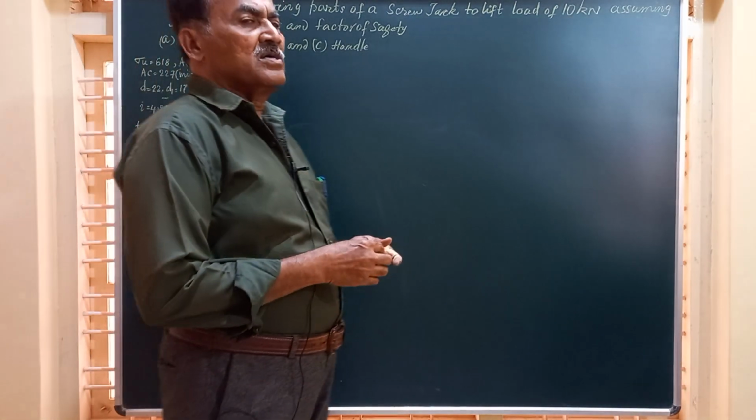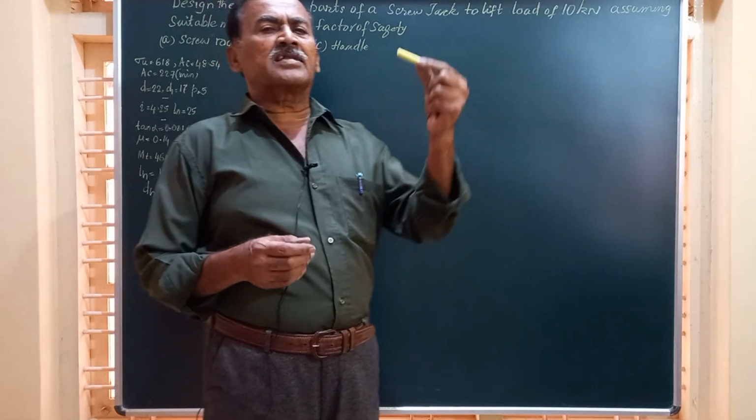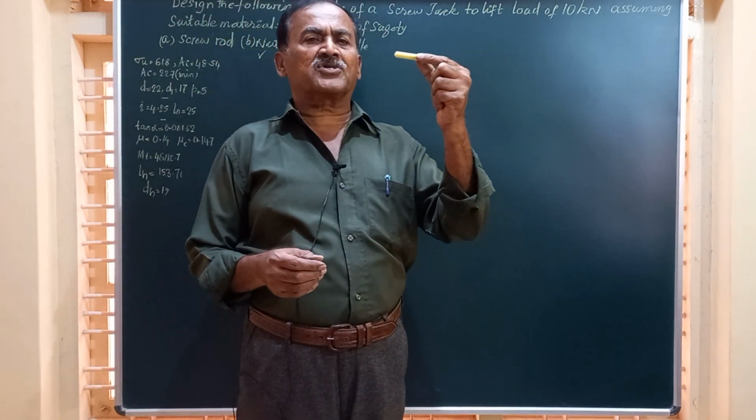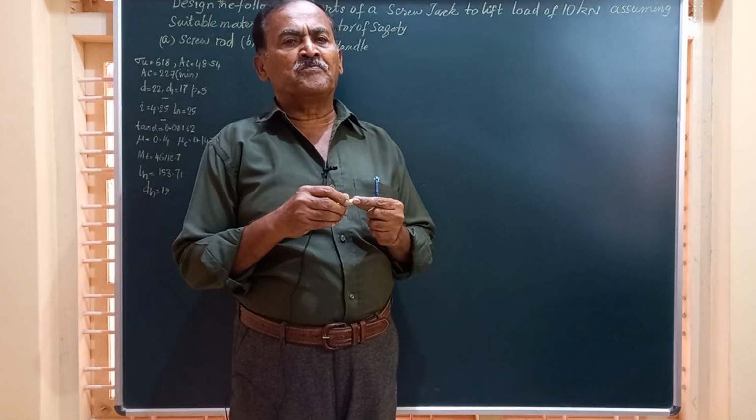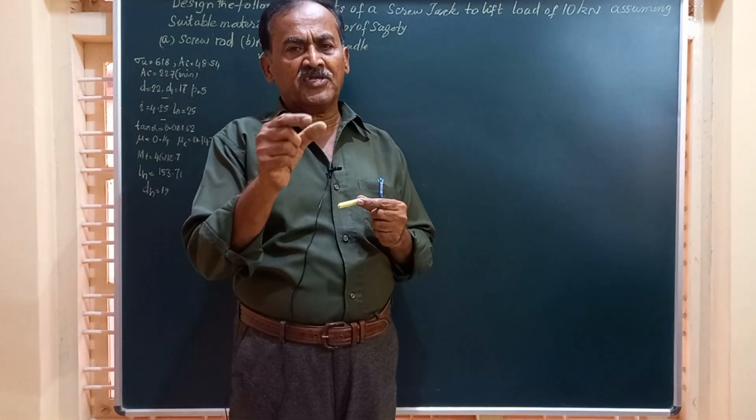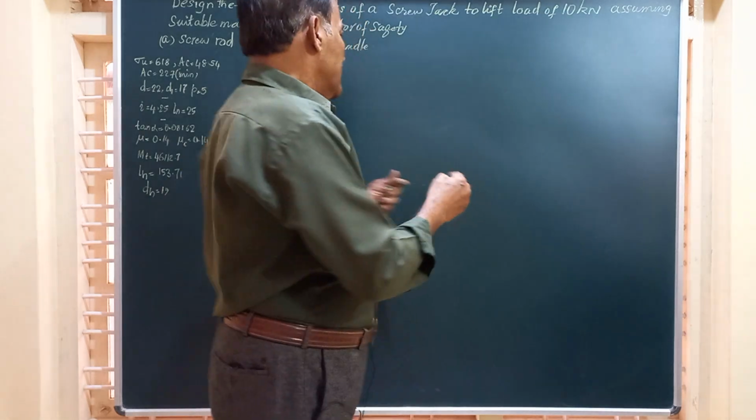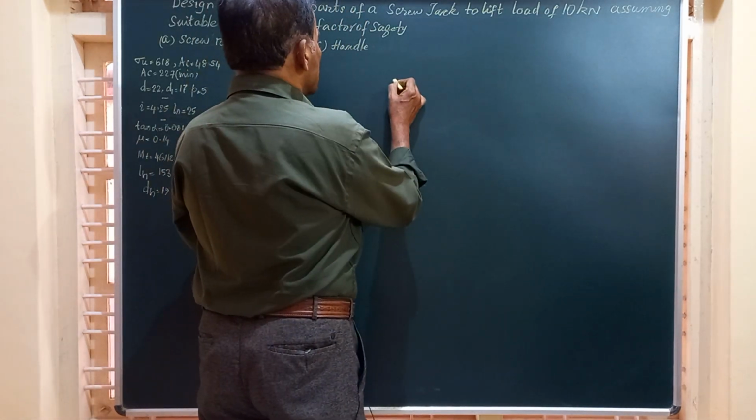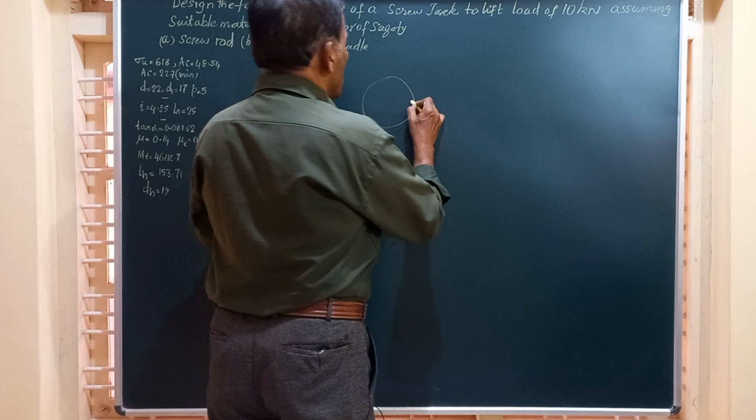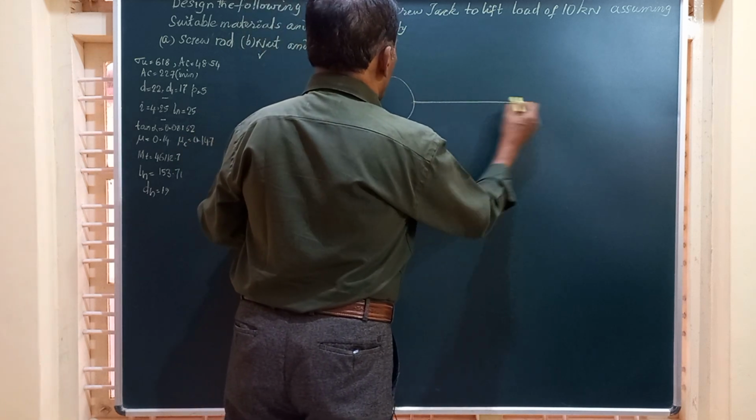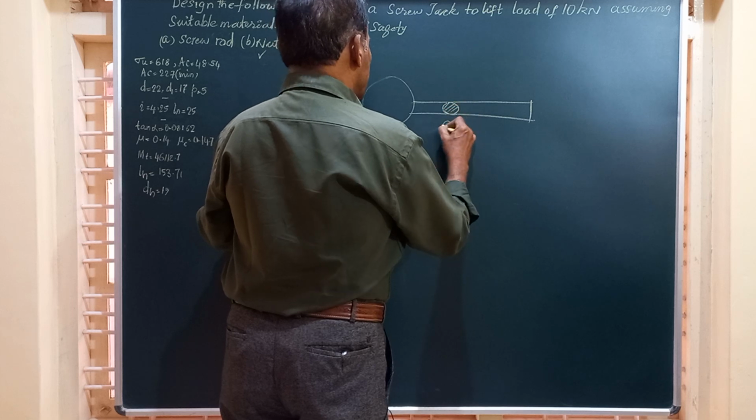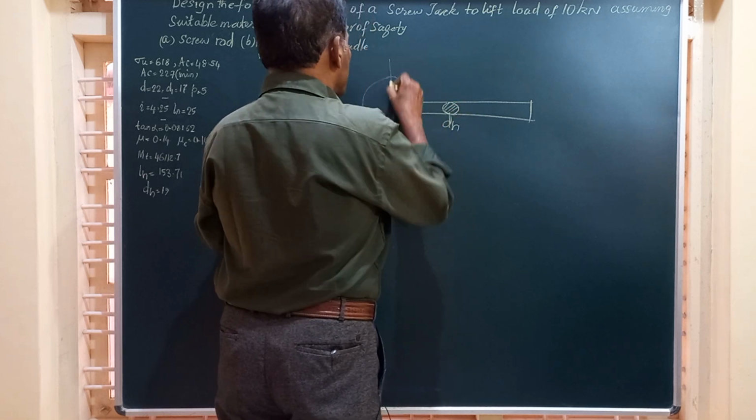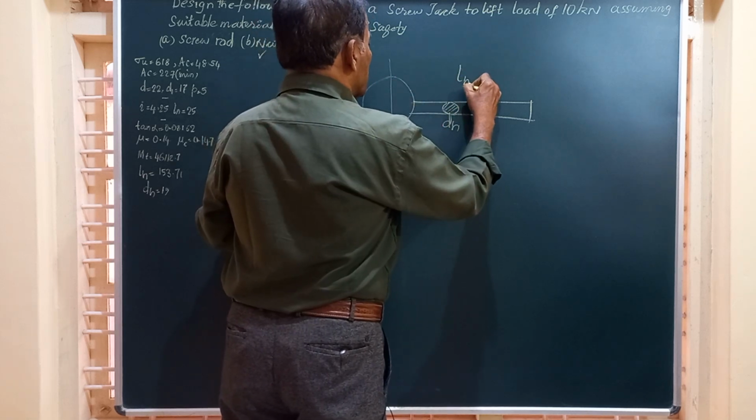Friends, the handle is generally made of circular cross section because that becomes easy for holding and applying the load. So it will have a diameter DH and length equal to LH. I will just simply write a sketch like this and show that there is a rod which has a diameter DH and the length of this is LH.